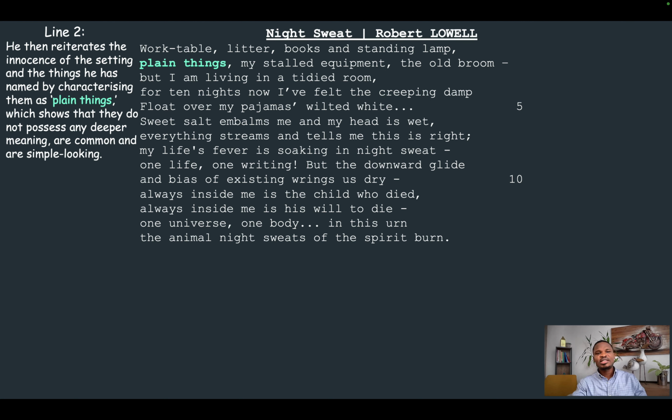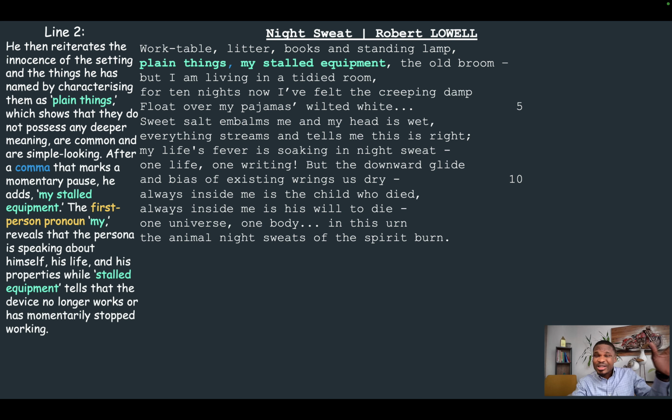He then reiterates the innocence of the setting and the things he has named. So the four things he names in the first line, by describing or characterizing them as plain things, tells the reader that they do not possess any deeper meaning and are common and also simple looking. So we shouldn't think too much about them.